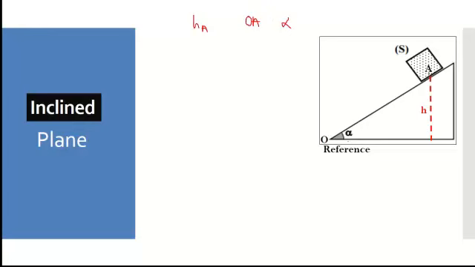In order to find the height of the point A, first of all, I look to the reference. I put the height, it's from A to the reference. So I want to find this part. It's above the reference, so it's positive. With respect to the angle alpha, it's opposite.